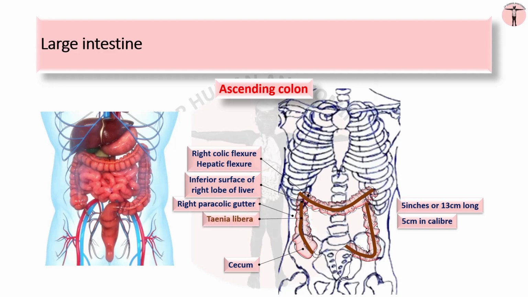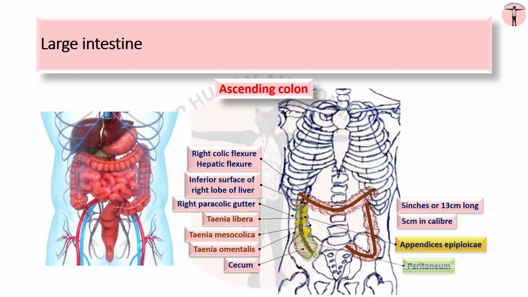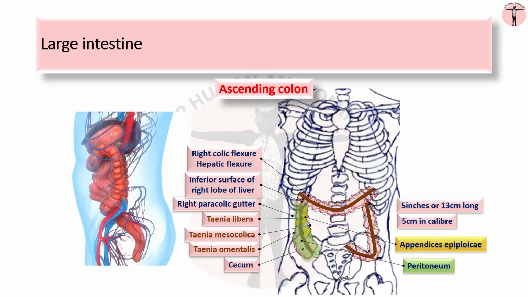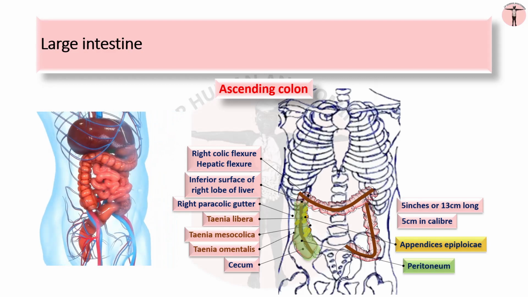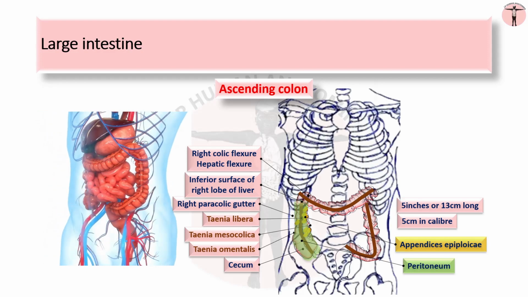The relations are, it is related to taenia coli and appendices epiploicae. The taenia libera is present on the anterior surface. Taenia mesocolica is related posteromedially and taenia omentalis is related posterolaterally. Appendices epiploicae are present between taenia libera and taenia mesocolica. The peritoneum covers the front of and the sides of the ascending colon, binding it to the posterior abdominal wall. Posterior surface is non-peritoneal.